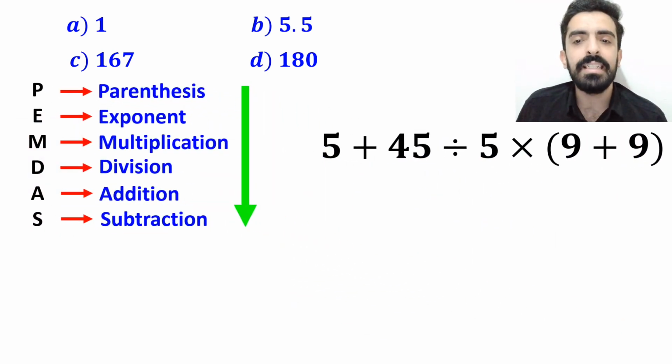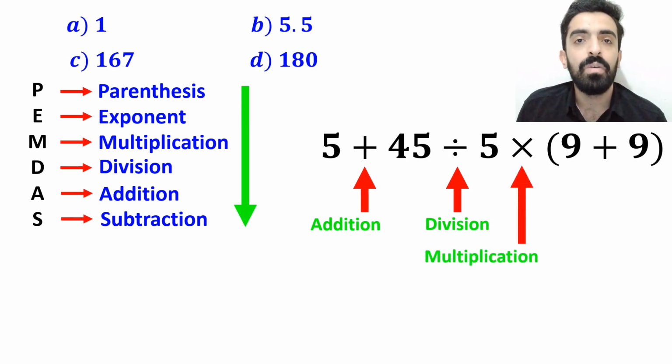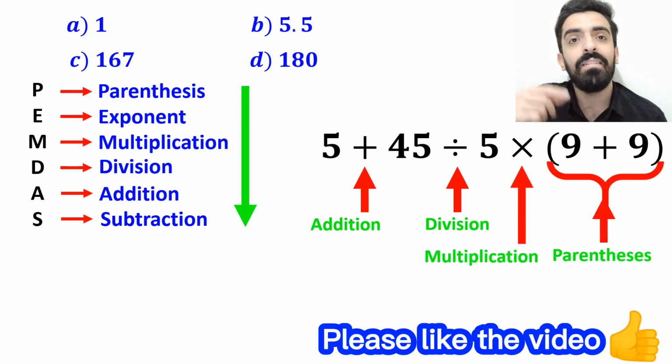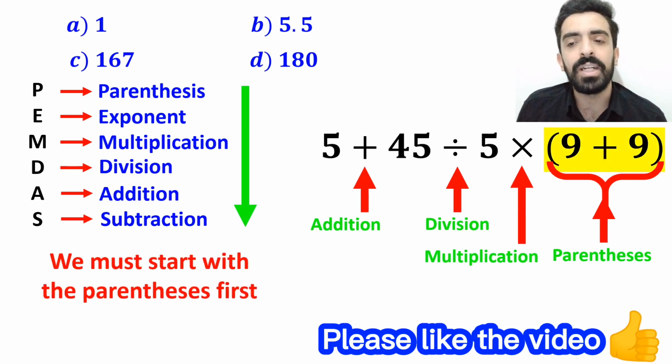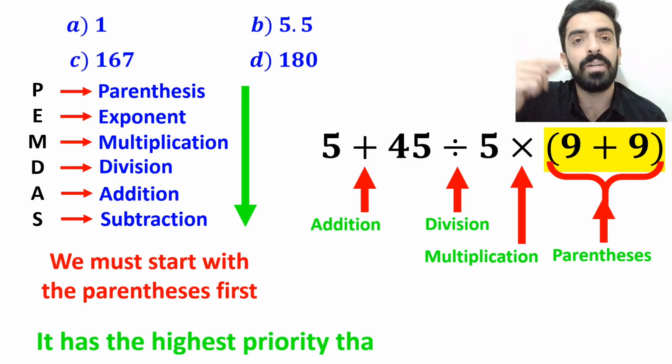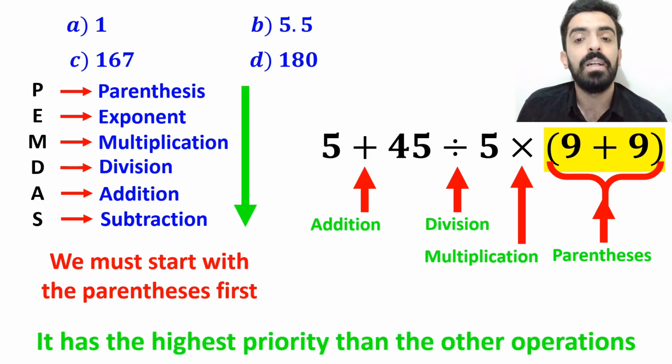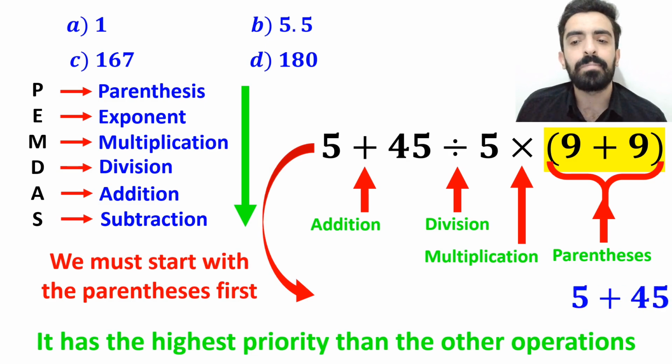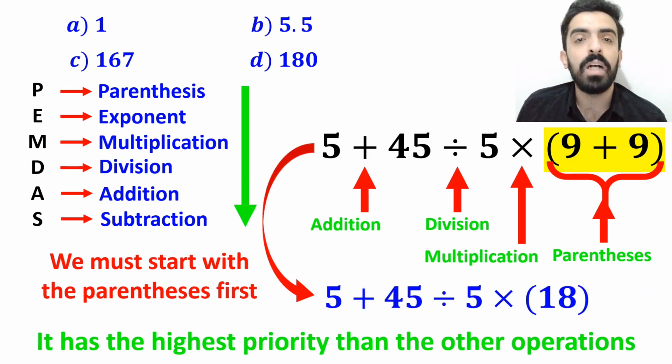Okay, as you can see in the image, in this expression, first we have an addition sign, then a division sign, followed by a multiplication, and finally parentheses. We must start with the parentheses first, because it has the highest priority among the other operations. So, instead of this expression, we can write 5 plus 45 divided by 5 multiplied by 18.